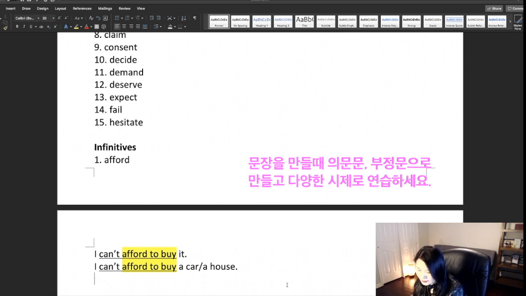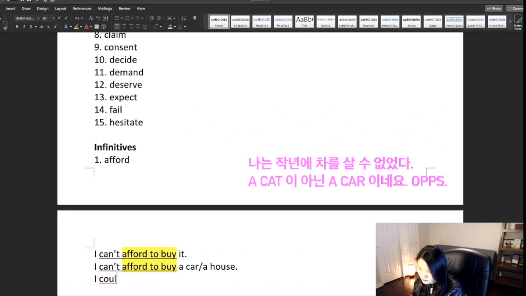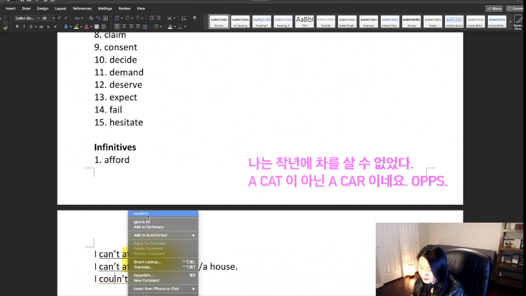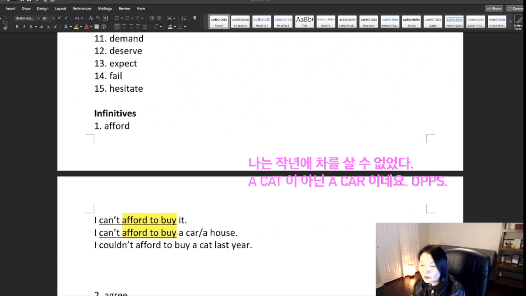So if you wanna use it as a past, you can say, I could not afford to buy a car maybe last year, right? Why is the spelling an error? Okay, this is the beauty of the computer. So I could not afford to buy a car last year. That means that last year, not now, you were not able to afford to buy a car. But maybe now you are able to buy a car, right?